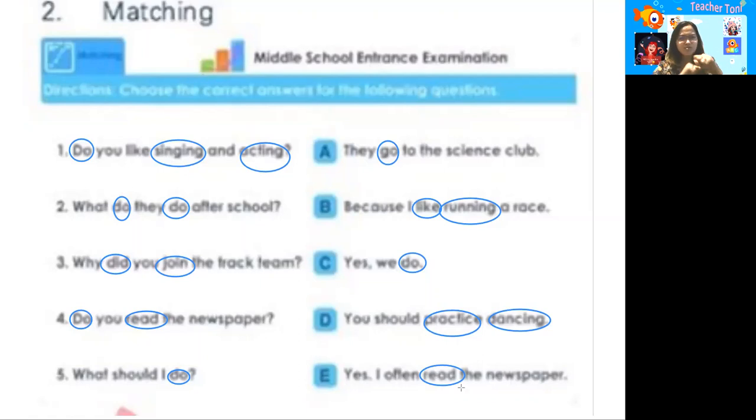We know that verbs are action words, right? Okay, now, can you show Teacher Toni these words and can you act them? Wonderful. Okay, so now let us start with this word. Can you say it? Perfect. Okay, now let's act.